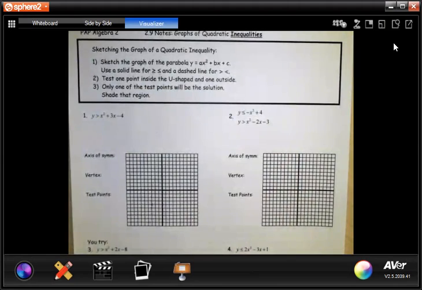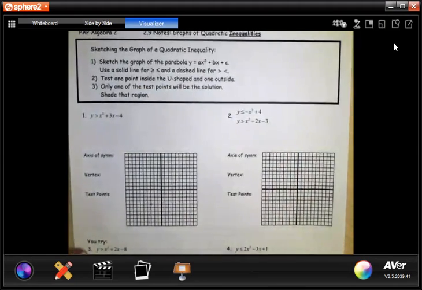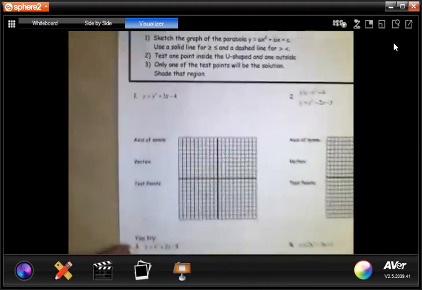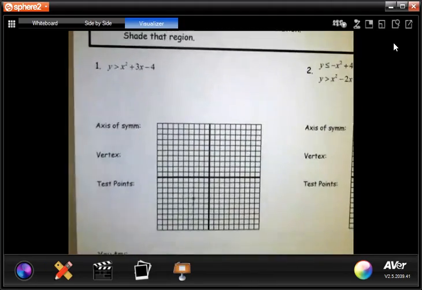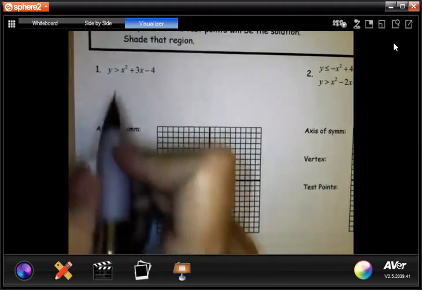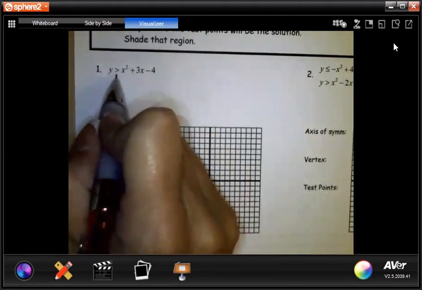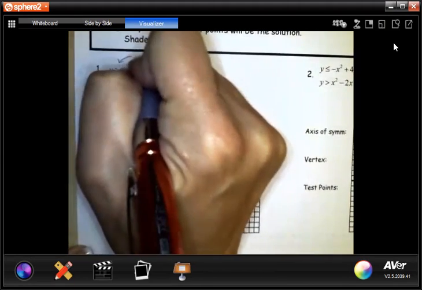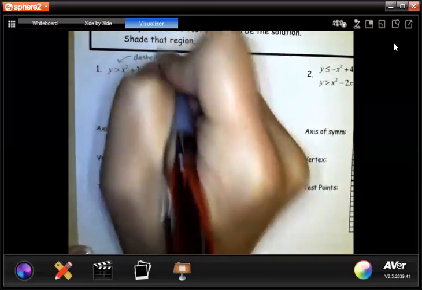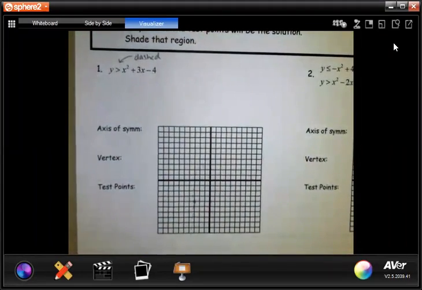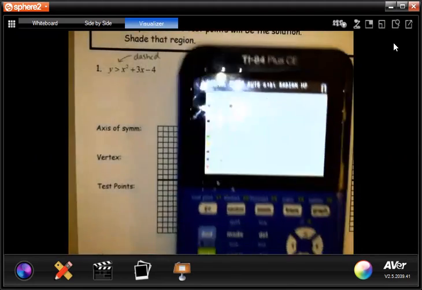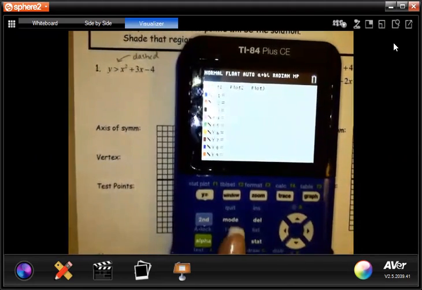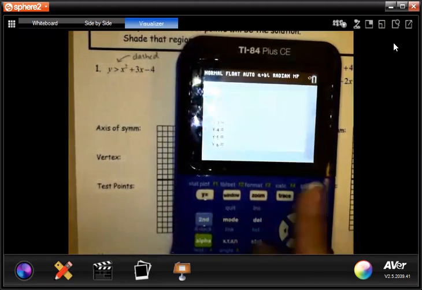We're going to start by showing you on the calculator, and then I'll show you how to do it by hand. So we're going to start with this one right here. y is greater than x squared plus 3x minus 4. Looking at this, there's no equal sign underneath this sign, so I already know it is going to be a dashed or dotted line. Now, to graph this, I can go ahead and put this in exactly the way we have in the past, x squared plus 3x minus 4. And then we graph it.